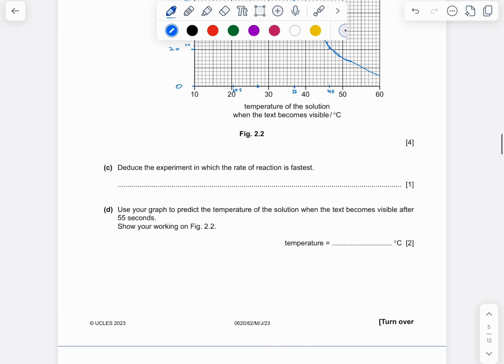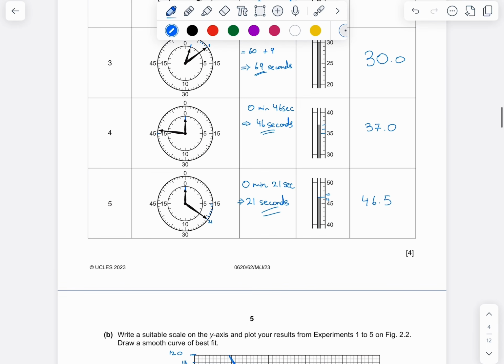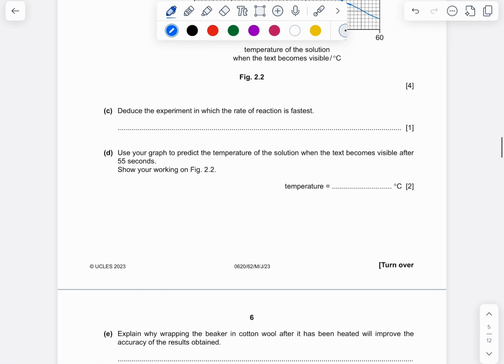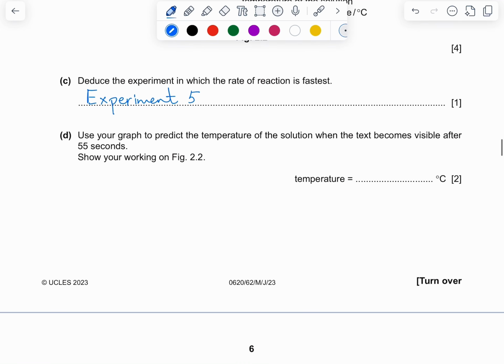All right, next, deduce the experiment in which the rate of reaction is fastest. So in which reaction is the rate fastest? The reaction in which the time taken is minimum and the temperature is maximum. That is experiment number 5. So we are going to say experiment 5.